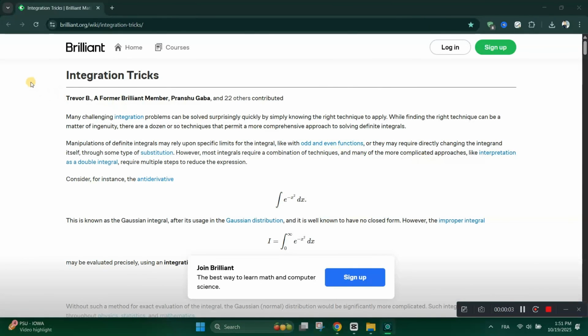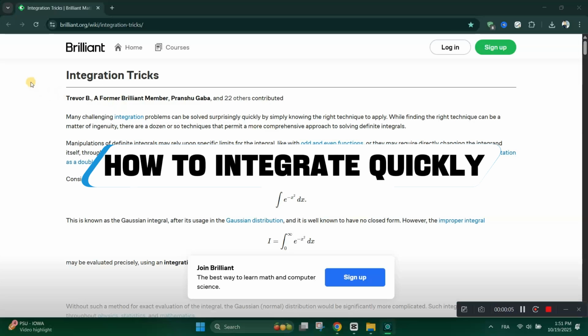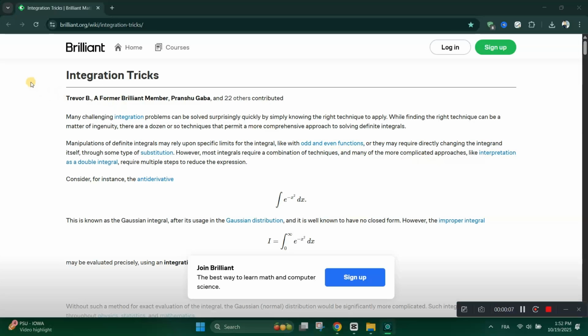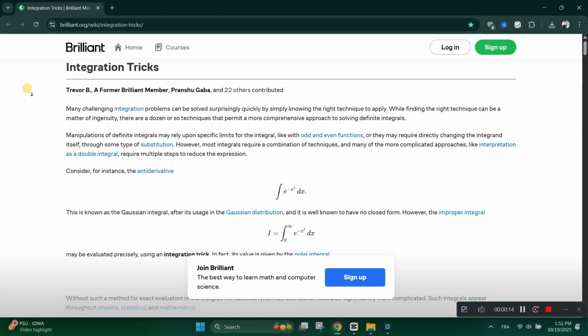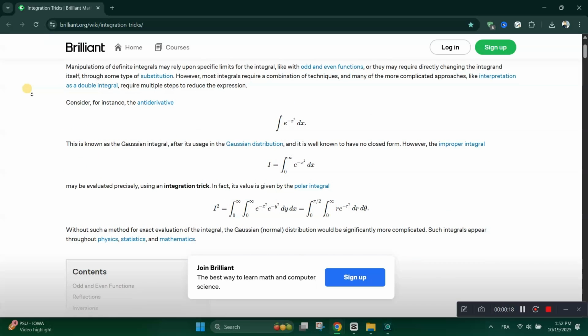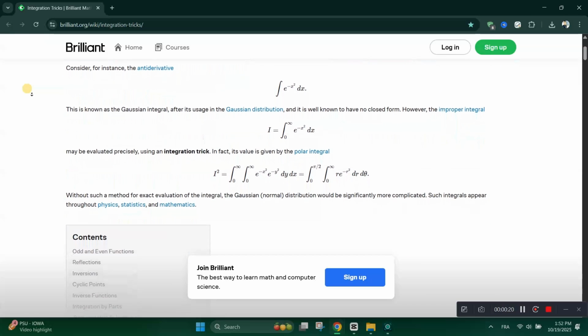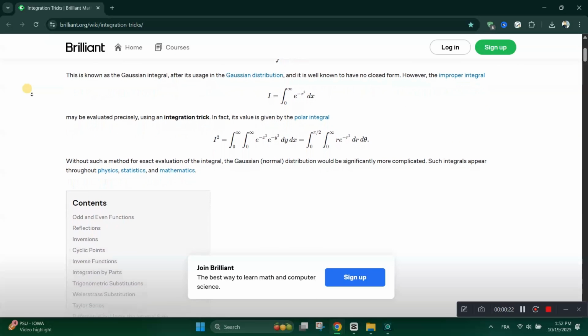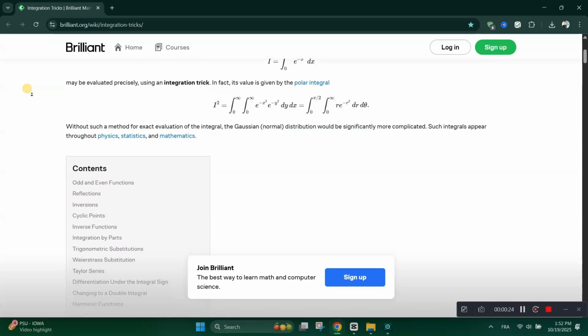Today we're going to see how to integrate quickly. If a function is odd, meaning f(-x) = -f(x), its integral over a symmetric interval is 0. For example, like this. That's because the function is odd, the negative area cancels the positive area.